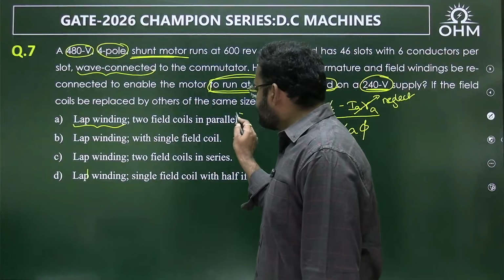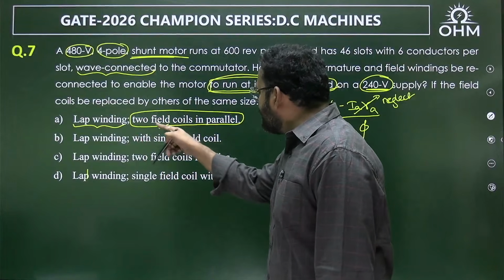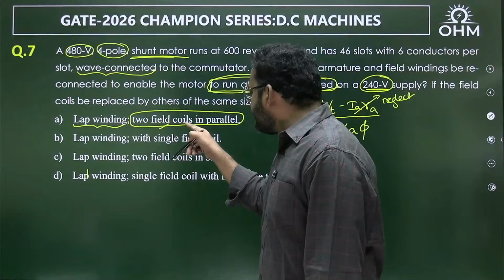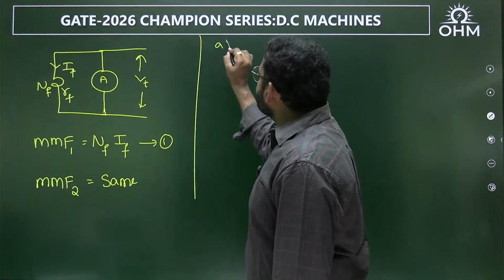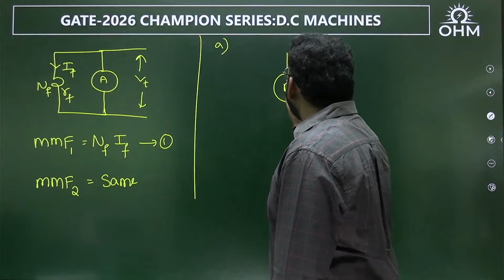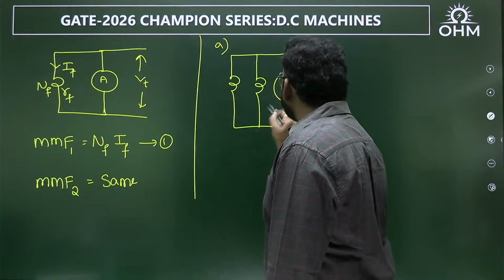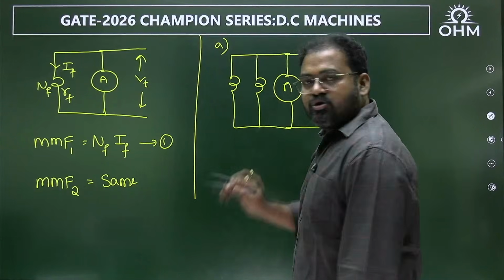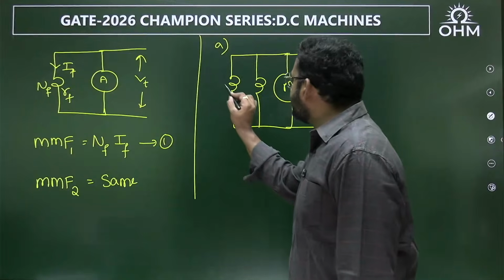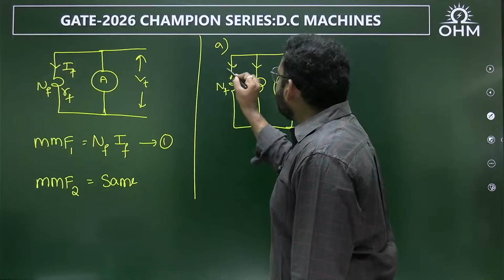Look at the first option. In the first option, are 1 field coil or 2 field coils used? 2 field coils are used, that too in parallel. So in option A, 2 field coils are utilized, both connected in parallel. That means this time the MMF is due to 1 winding or 2 windings? 2 windings, guys. NF here, NF here. Both are equal windings.